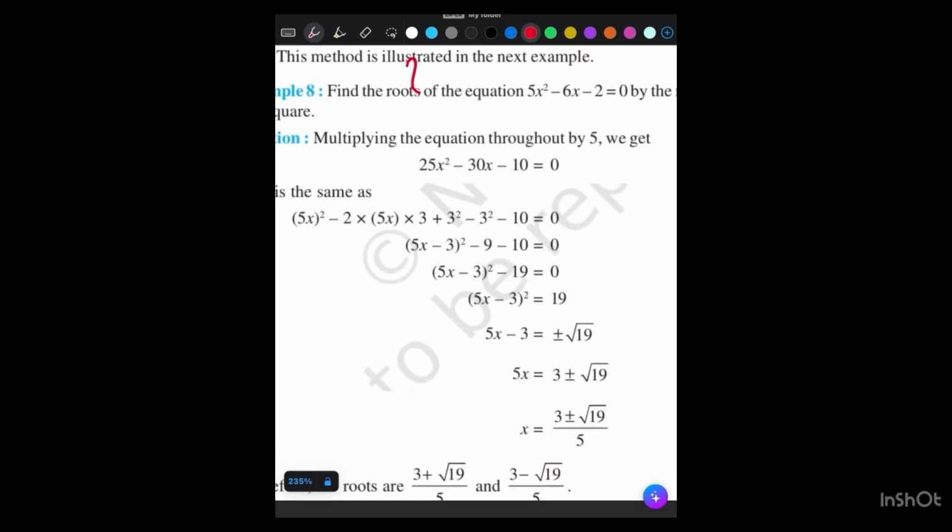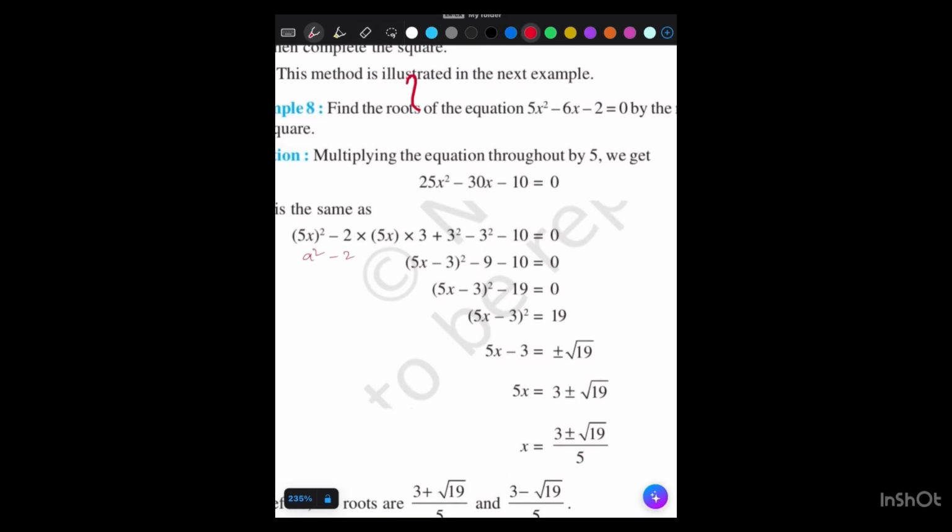So it is in the form of a squared minus 2 into a into b plus b squared, right? How can we write this? It can be written like a minus b the whole square, right? What is a here? It is 5x. That is 5x minus, what is b here? It is 3, the whole squared, right? That is why, rather than writing this part, we are writing this here: 5x minus 3 the whole square.